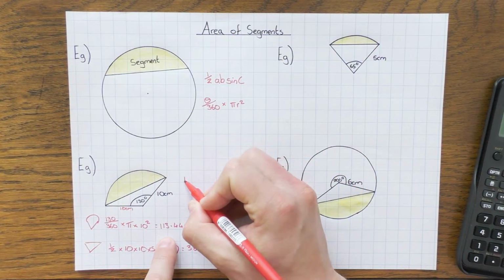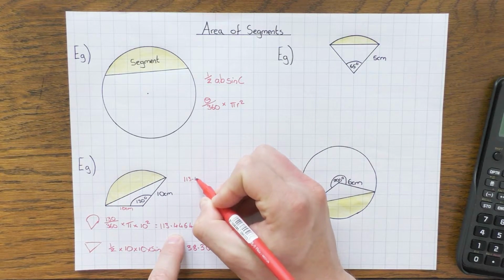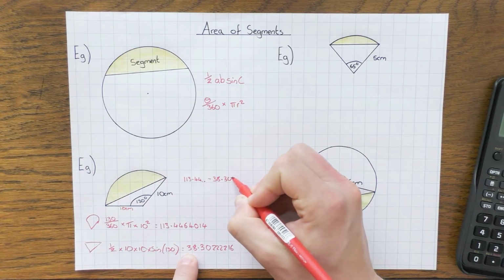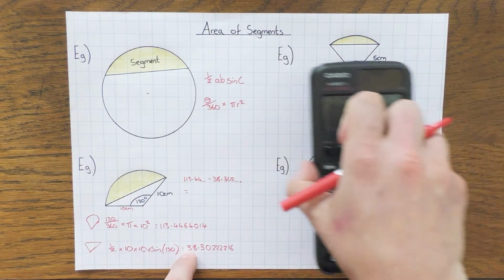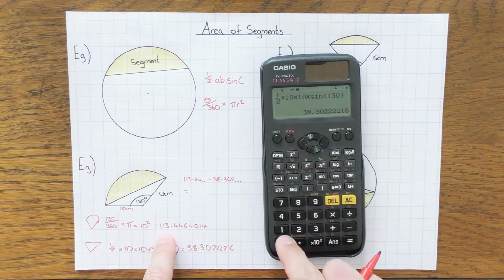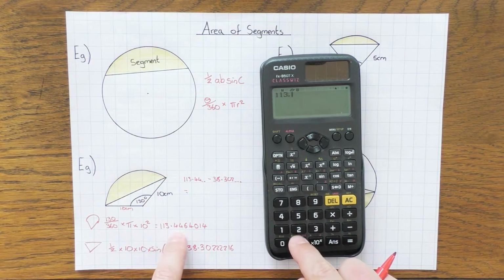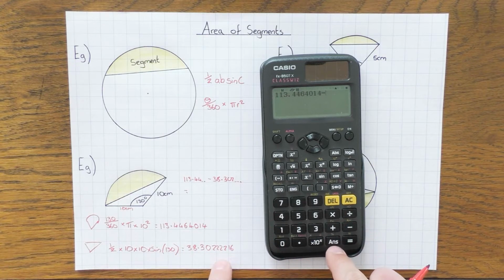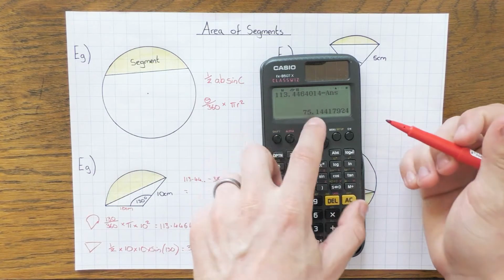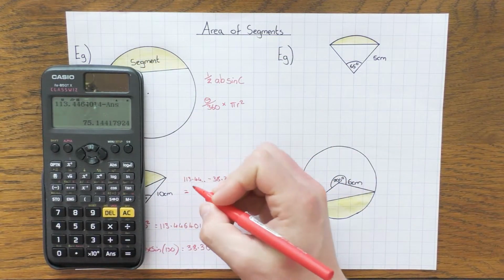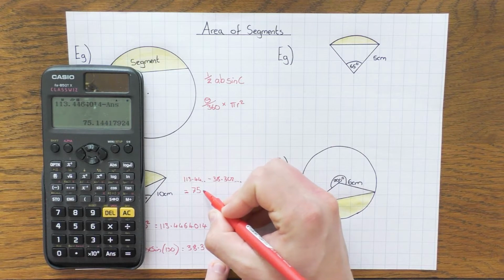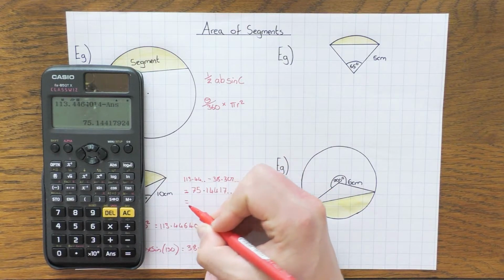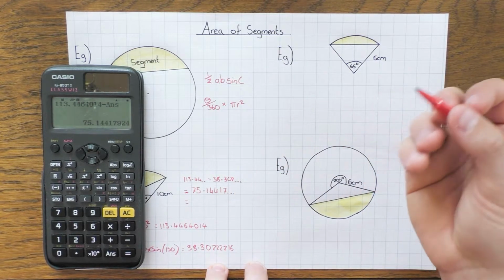So that's what I'm going to do here. 113.44, etc., take away the 38.302, etc. Now notice I haven't got rid of that on my calculator because I'm just going to type in this number, 113.4464014, and then minus, and then I press the answer button, it'll use the previous answer, and that's going to give me the most accurate answer because I haven't rounded until the very end. So 75.144177, etc.